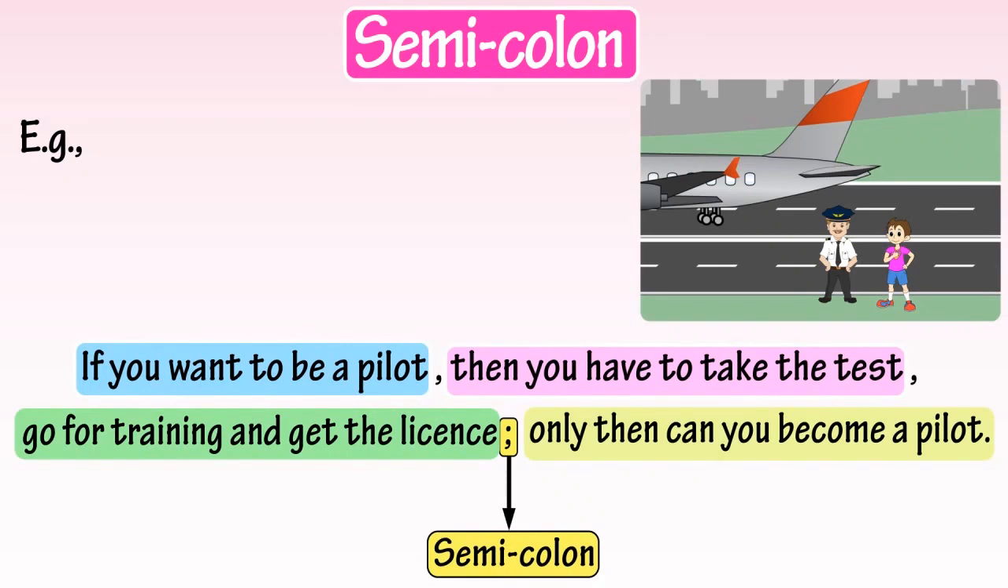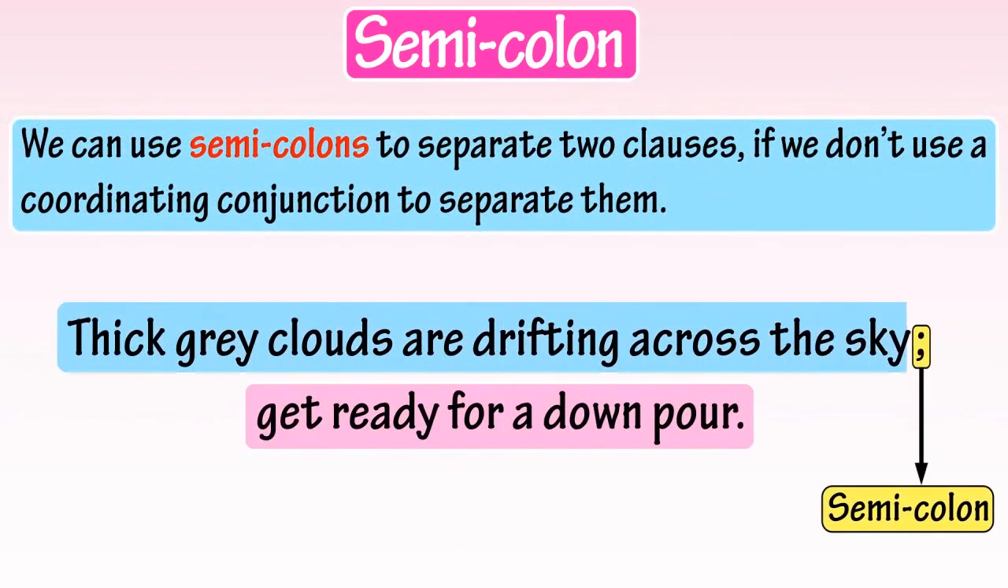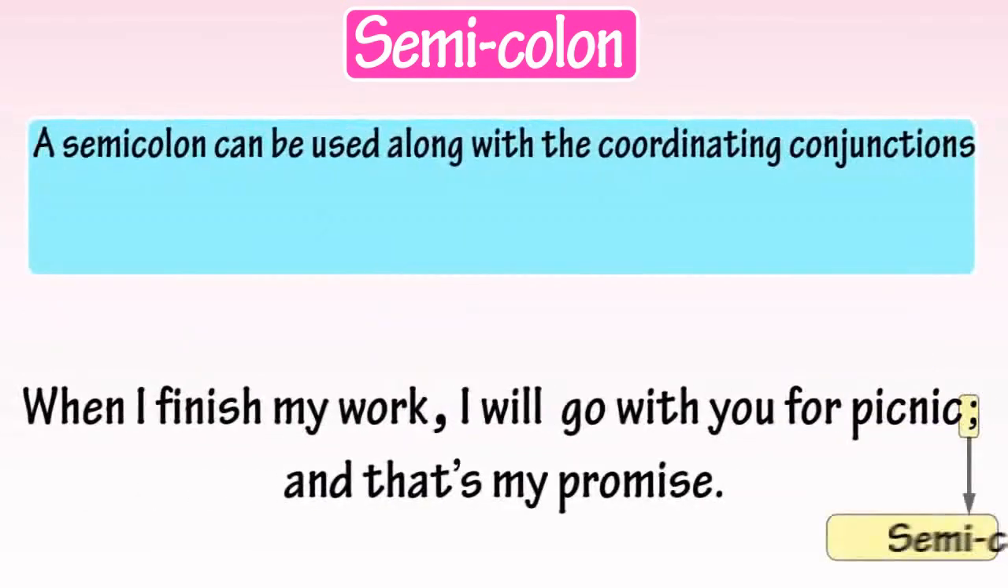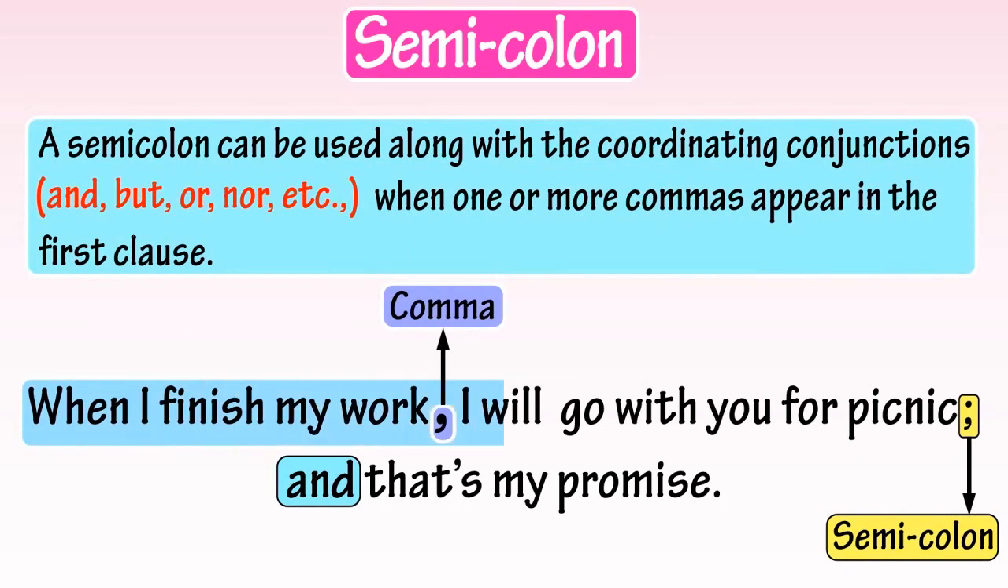Let's revise what we have learned. Semicolons indicate a pause, which is slightly longer than the pause shown by a comma, but shorter than the pause given by a period or full stop. We can use semicolons to separate 2 clauses if we don't use a coordinating conjunction to separate them. A semicolon can be used along with the coordinating conjunction and, but, or, nor, etc. when one or more commas appear in the first clause.